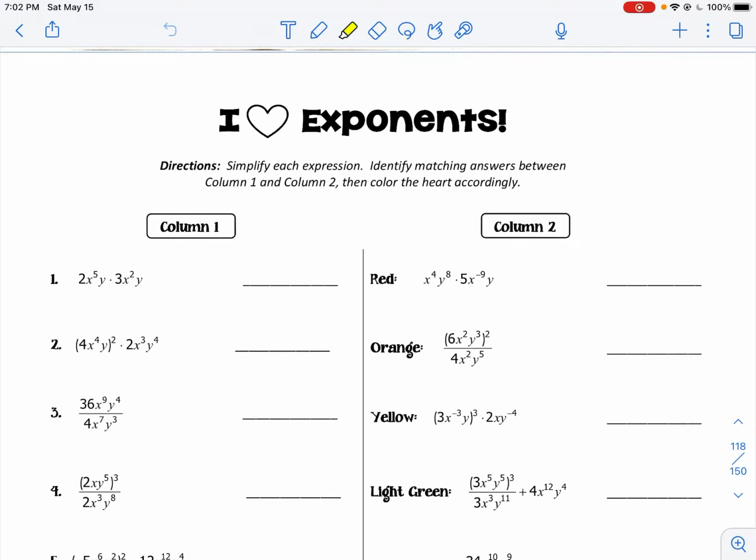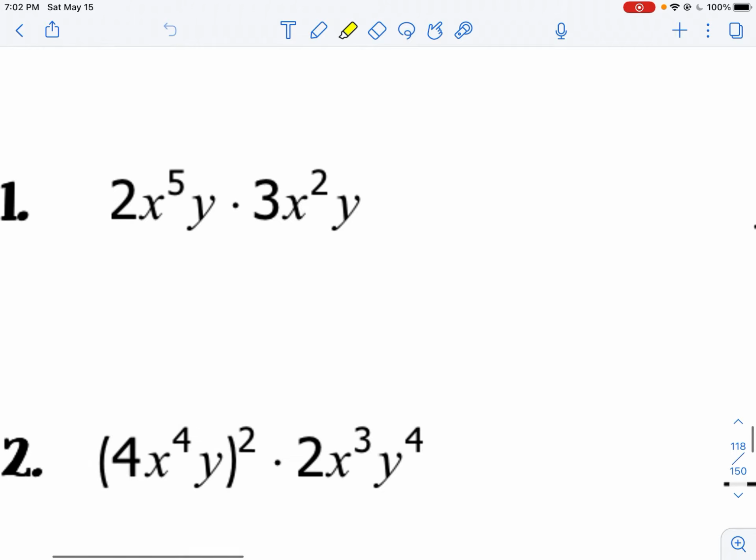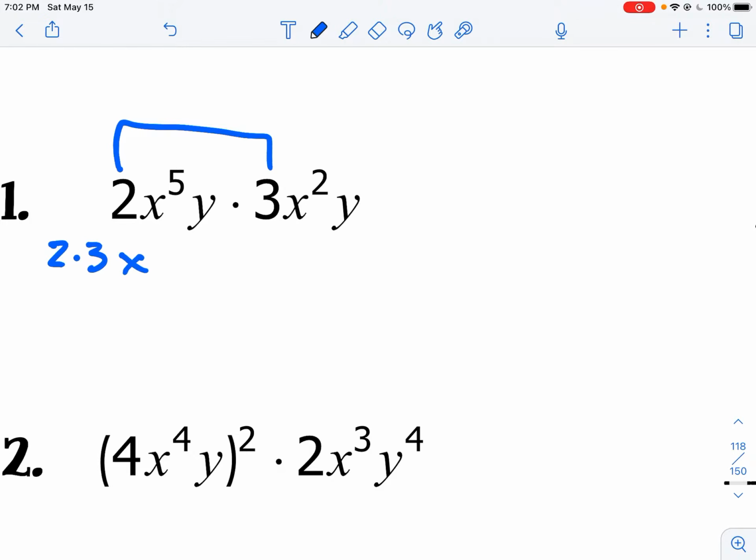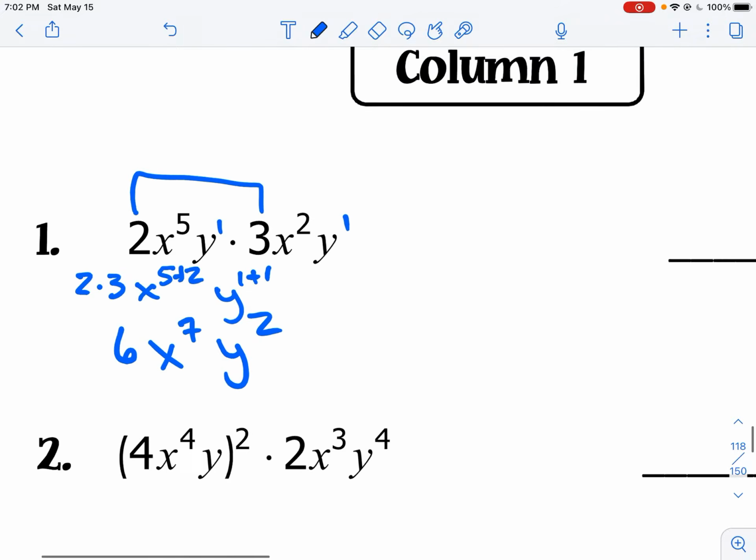Page 118. Some of you had some issues with this, so I'm going to go through how to do it. So we're starting here, and these are coefficients. So we multiply those together. So it's the 2 times 3. Then we have x's. So we have x to the 5th plus 2 because the bases are being multiplied together. And then remember, this is a 1 here, and this is a 1, so 1 plus 1. So I have 6, x to the 7th, y to the 2nd.